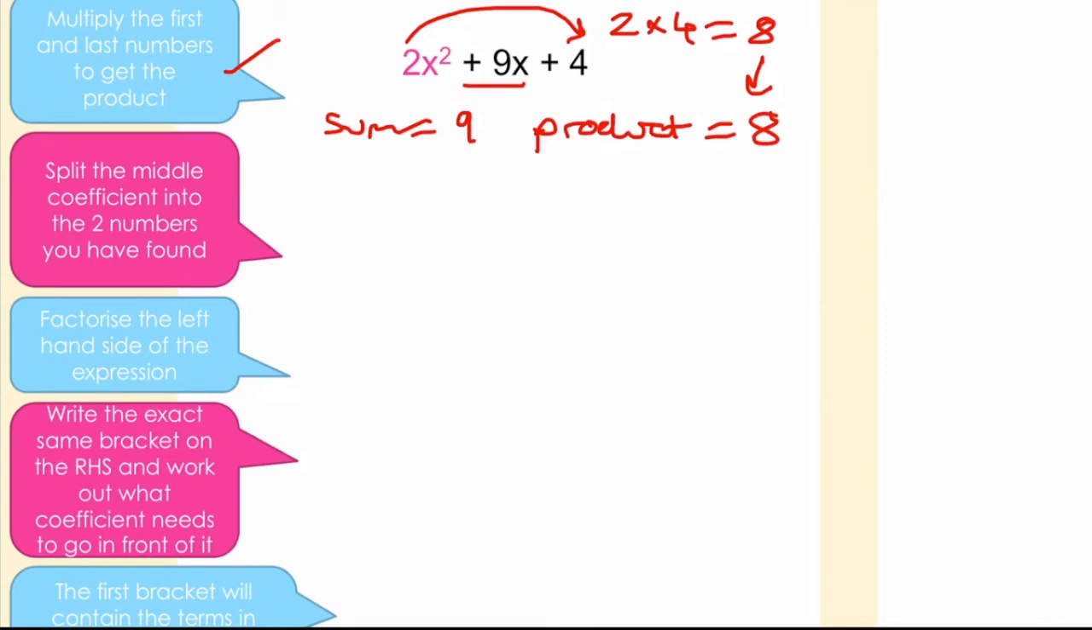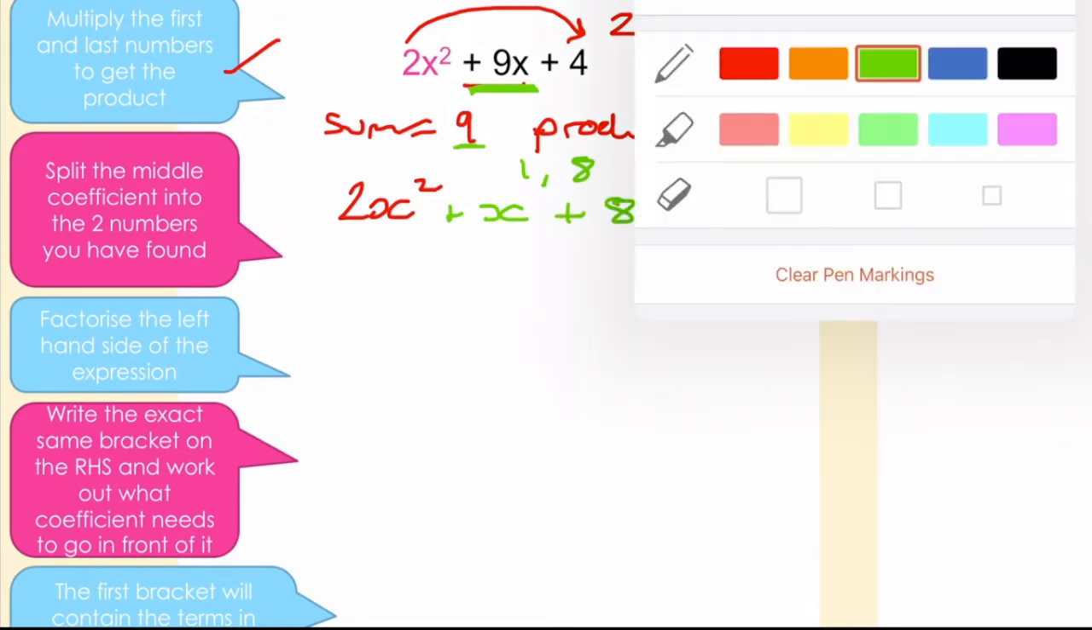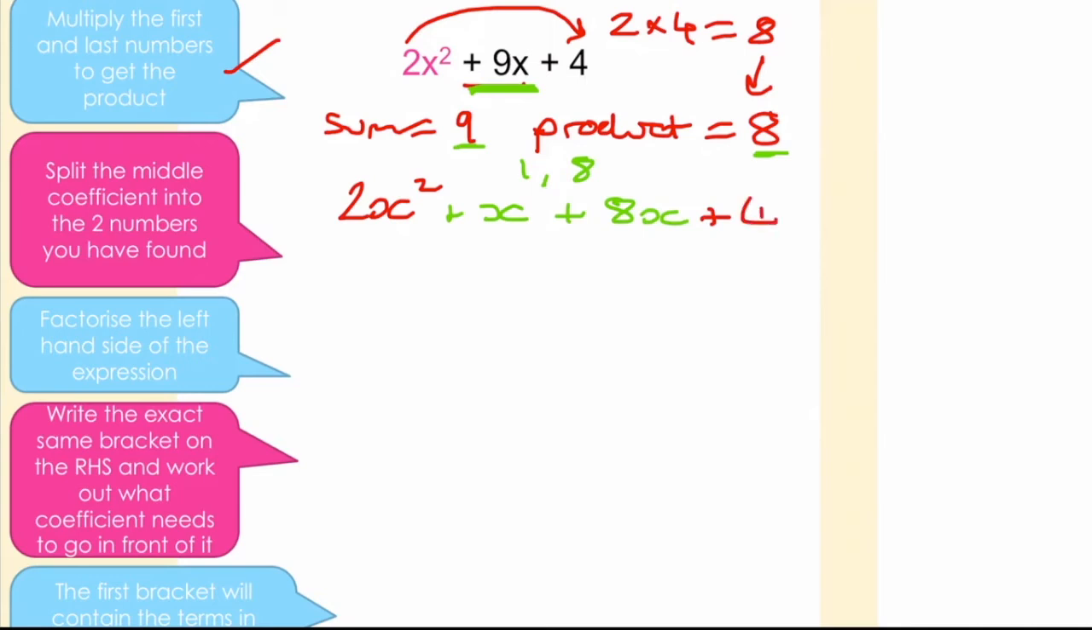So I'm going to rewrite the equation. I'm going to rewrite it as 2x squared, and then the numbers we've found, they're not the 9 and the 8, sorry, we found 1 and 8, because they give the product of 8 and the sum of 9. So our two numbers we found are 1 and 8. So rather than adding 9x, we are going to add 1x, or just x, and we're going to add 8x, before then continuing with the equation plus 4.